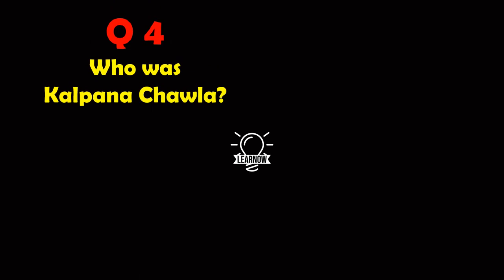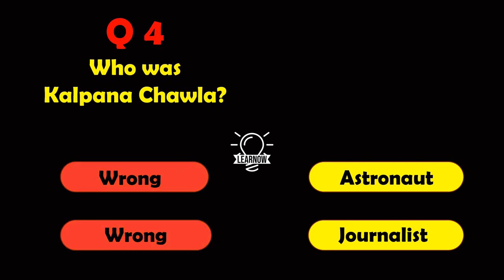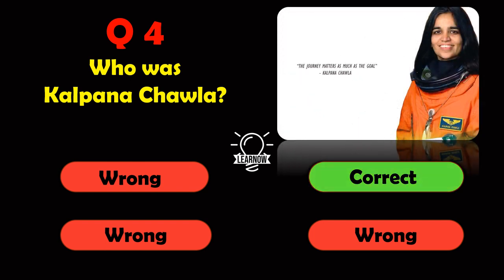Question number four. And the question is, who was Kalpana Chawla? So we have to tell who was Kalpana Chawla. Was she a cricketer? Cricketer is wrong. Was she a boxer then? Boxer is also wrong. So was she a journalist? Journalist was also wrong. So the correct answer is astronaut. So we all know Kalpana Chawla was an astronaut. As you can see Kalpana Chawla in the picture here. Next question, question number five.